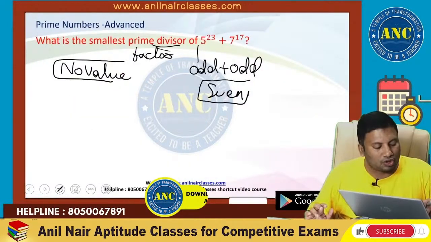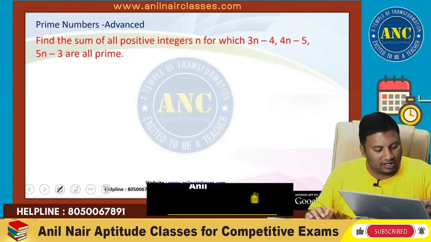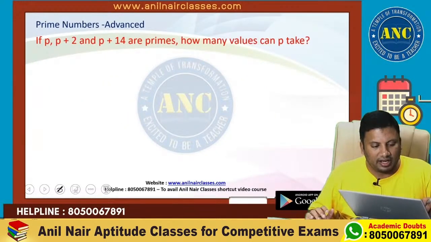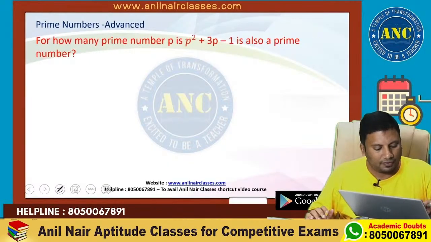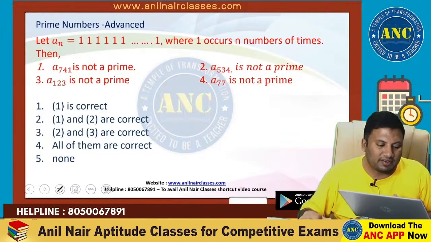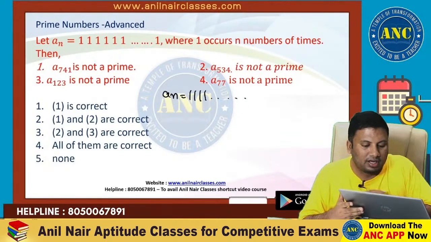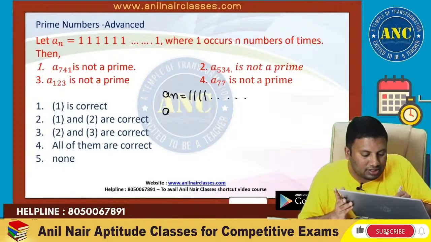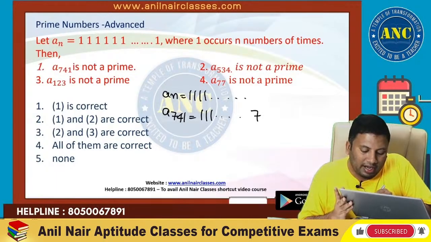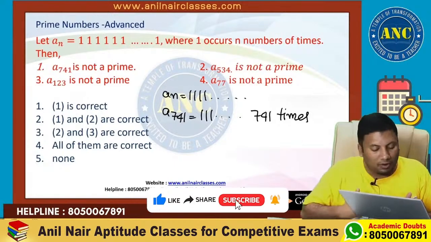Let us see this question. In the first session we discussed this question, which is based upon this one. Very, very good questions are there. Now, this is the question which I asked you. A741. An is nothing but 111111 occurring n number of times. A741 is 1 written 741 times.